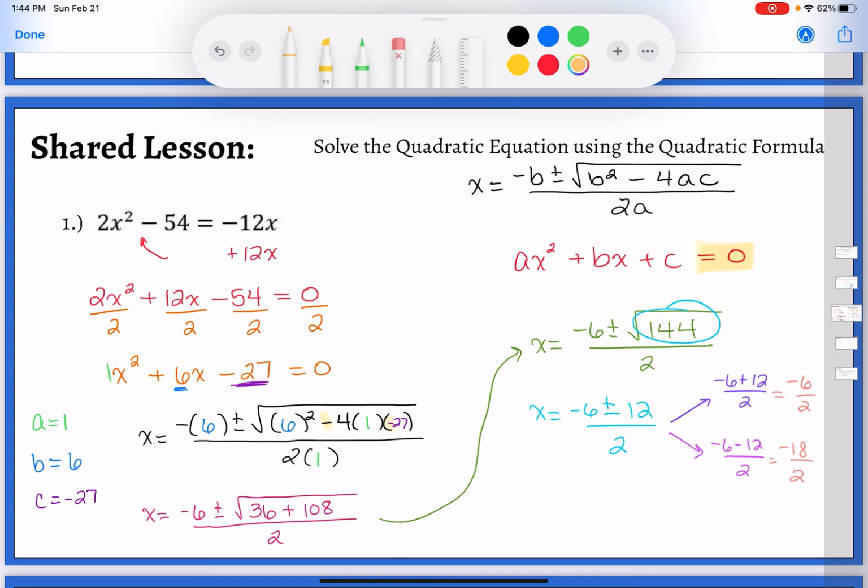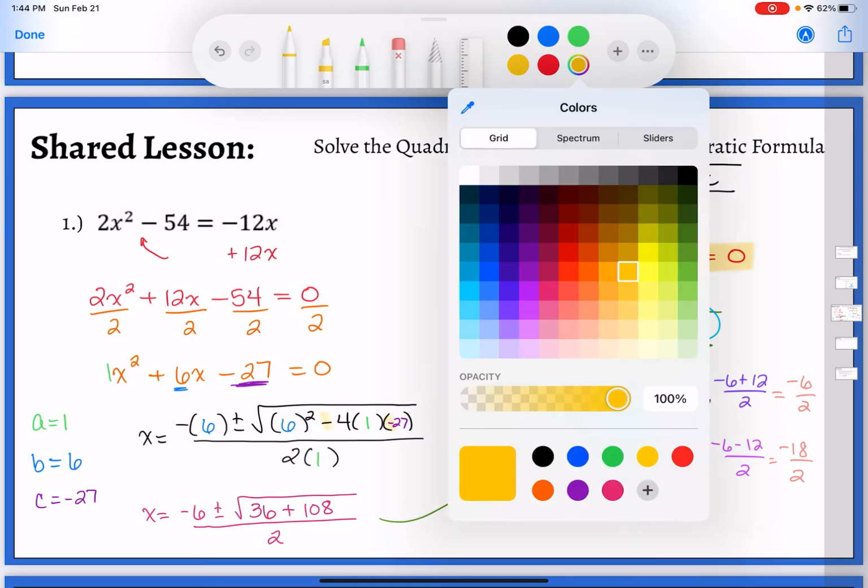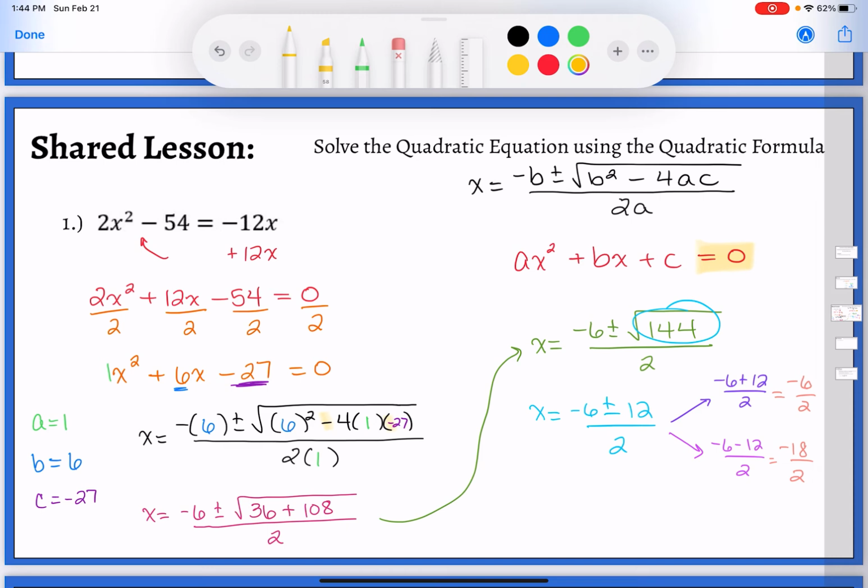That's a really light color. Sorry, let's get you a better one. Here we go. So let's see. 6 divided by 2 gives me 3. Negative 18 divided by 2 is negative 9. Oh, I apologize. This should be a positive 6, and this should be a positive 3, and then a negative 9. I missed my negatives.